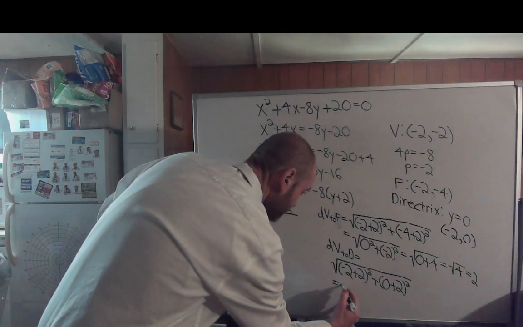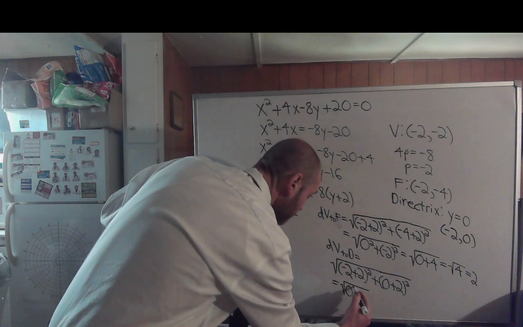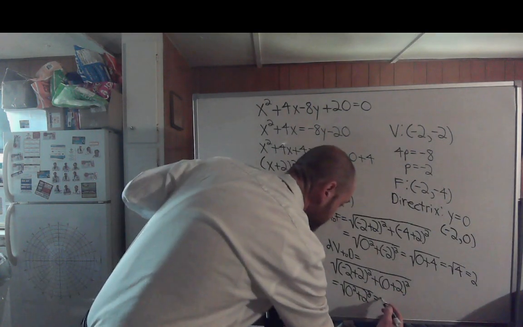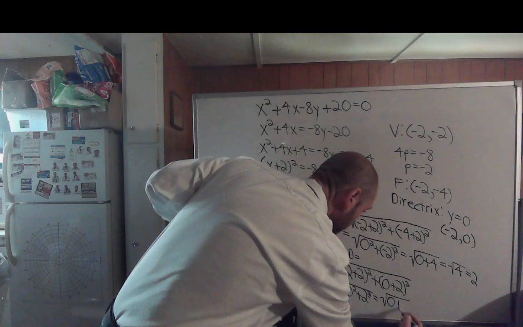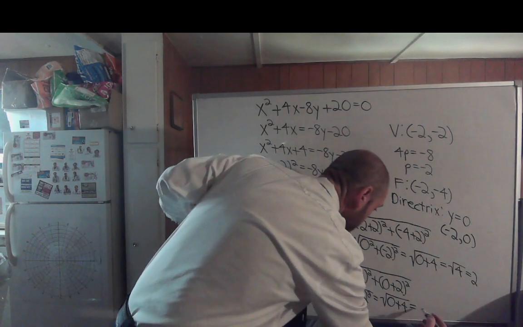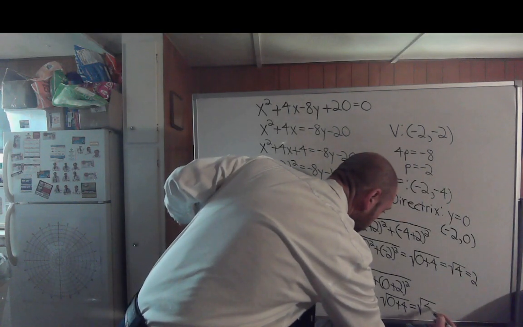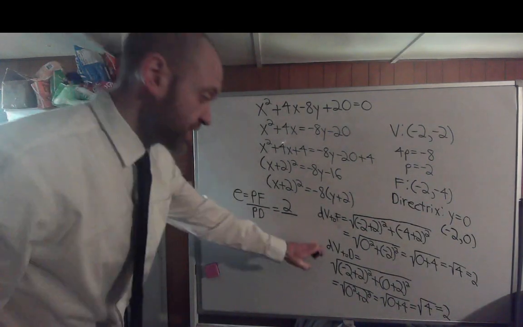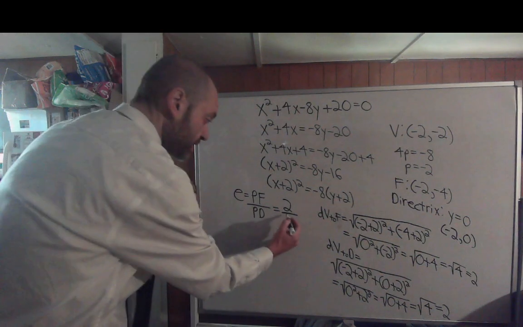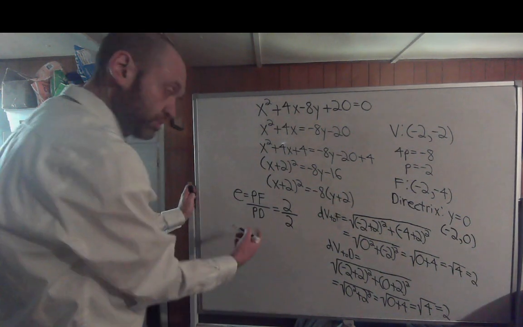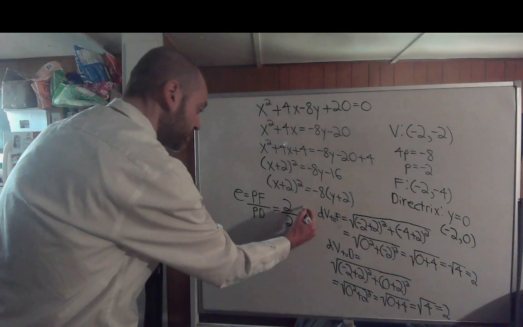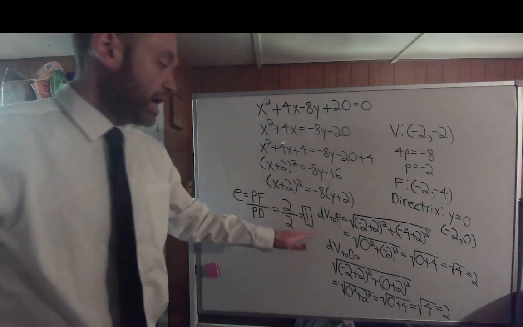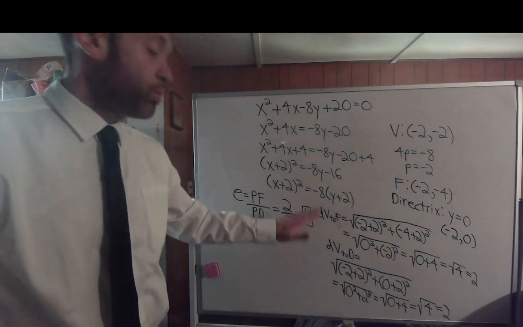So that would end up giving me the square root of 0 squared plus 2 squared, which would give me the square root of 0 plus 4, which would end up giving me the square root of 4, which would give me 2. So the distance from the vertex to the directrix also is going to be 2. Well, 2 divided by 2 is 1. So that is just one example of how a parabola has an eccentricity of 1.